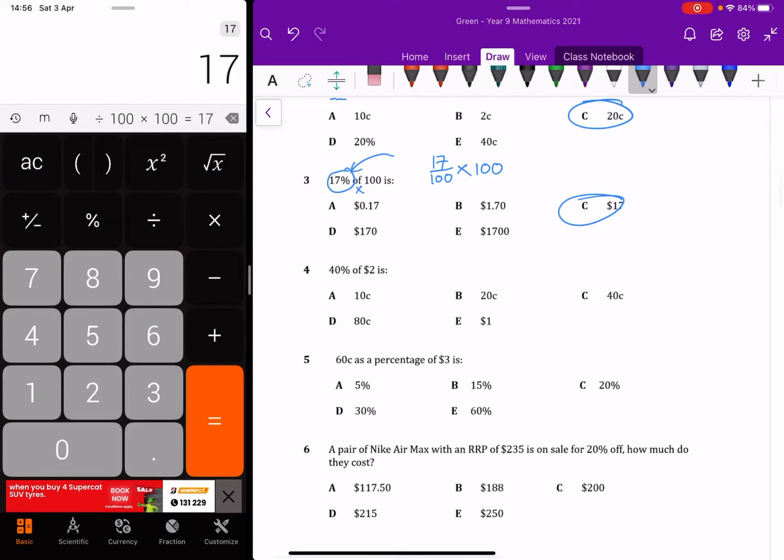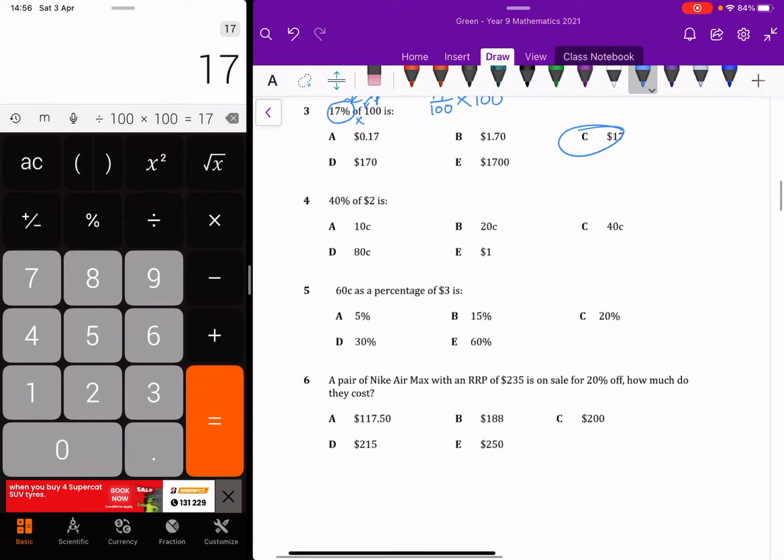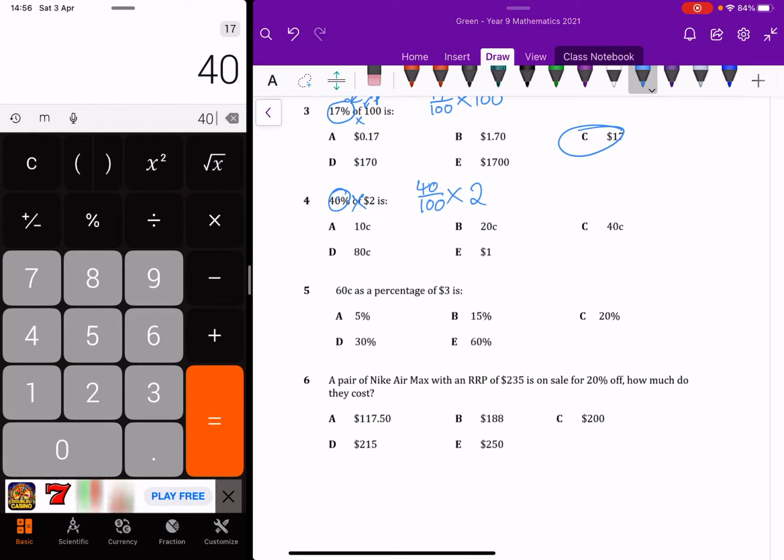And this was an error spotted in the test. This should have had a dollar sign here. 40% of $2. Same thing again. 40% means 40 out of 100. Of means times, and then 2. So we do 40 divided by 100 times by 2. And this gives us $0.8, which is 80 cents.